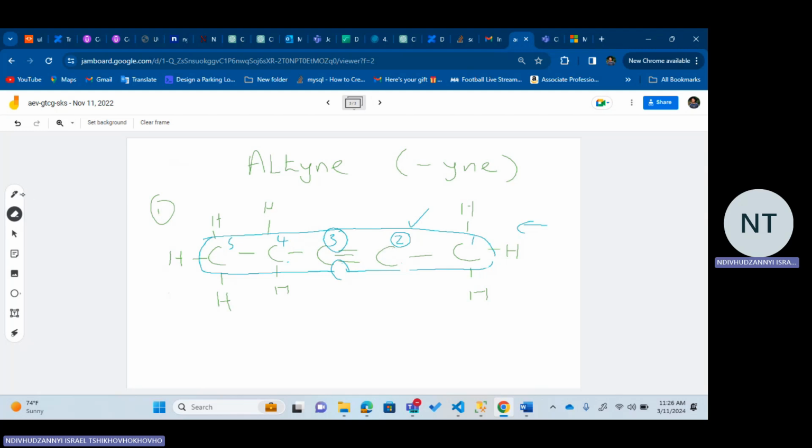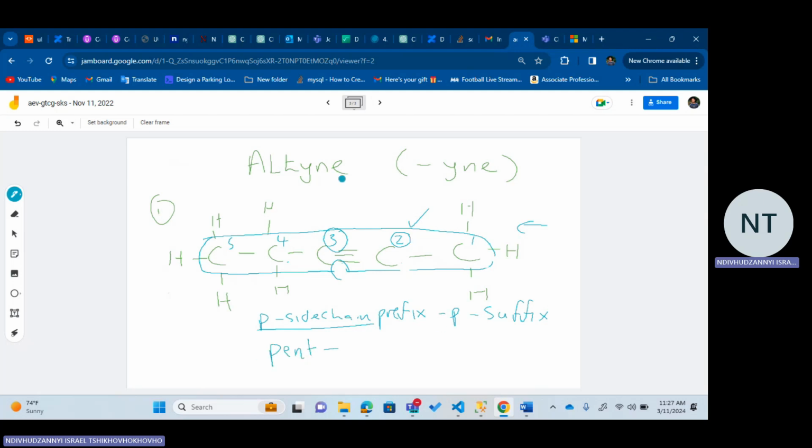So let's try naming. We know our naming convention. It's position, side chain, not suffix, prefix, position, suffix. For now, we don't have this part. We'll ignore that. Then what's our prefix? We count the number of C atoms in the longest chain. So it's 5. Then 5 is pent.